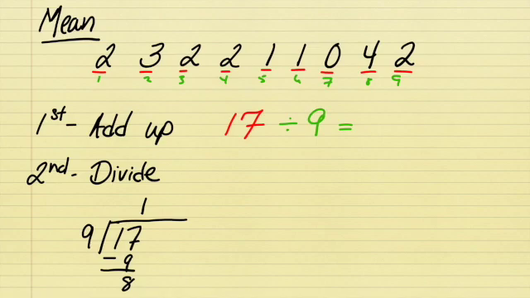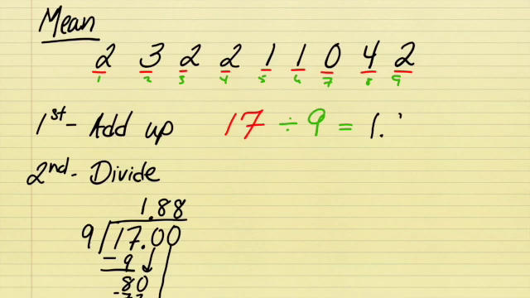Well, I'm not done, so I have to add my decimal and a 0 and drop it down. Now I have 80. 9 goes into 80 8 times. 9 times 8 is 72. 80 minus 72 is 8. Add another 0, drop it down, have 80 again. All right, so you see we're going to get a repeating happening here. So I'm going to go ahead and say that 17 divided by 9 is 1.88, or I could say 1.8 repeating. Okay, so 1.8 is our answer here. The mean is 1.8.